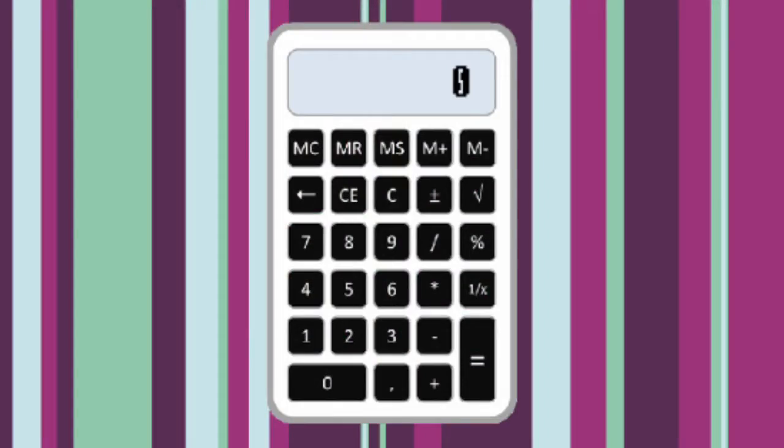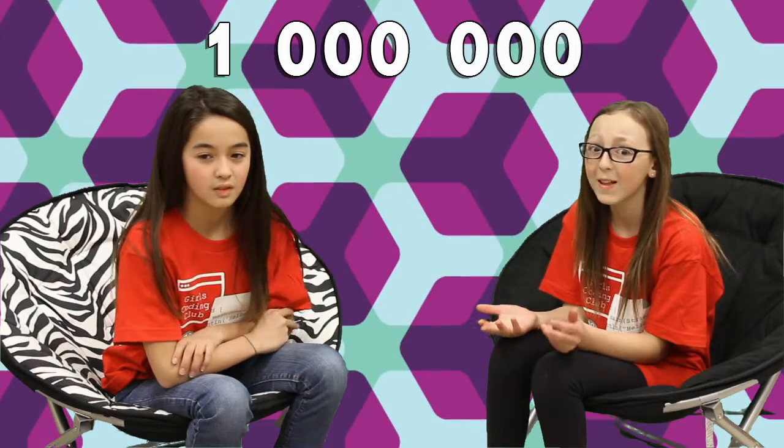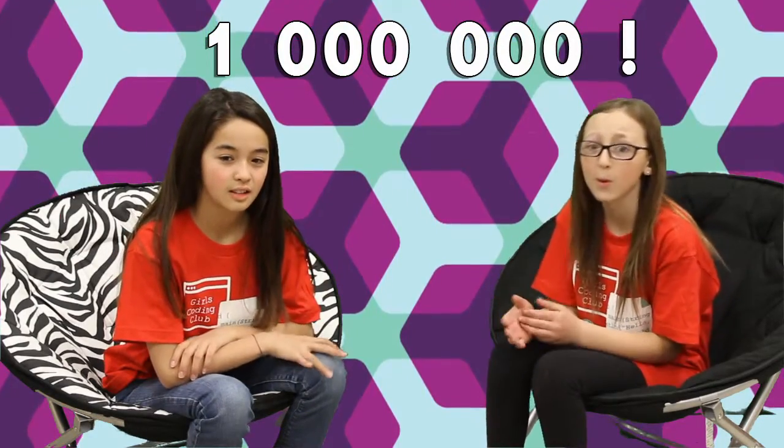Your math teacher wants you to add up all the numbers from 1 to 100. How would you go about doing this? You could always get out your calculator and start typing 1 plus 2 plus 3 plus 4 plus 5. But this would take forever. And what if you had to add up all the numbers to 1,000 or 1 million? There must be an easier way.